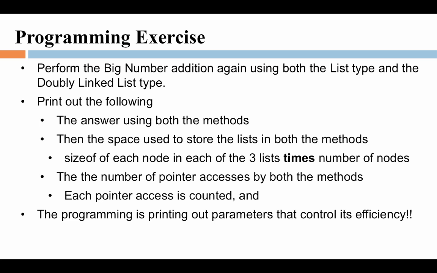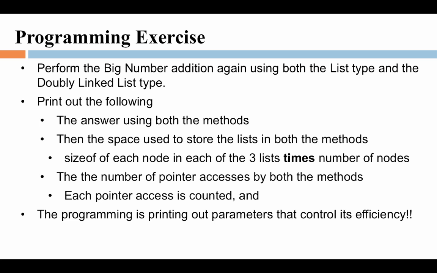Question is the same. One has to perform big number addition. Right? But the goal is to compare two implementations of big number addition. The first implementation is based on the list data type, and the second implementation is based on the doubly linked list data type. Our implementation of this programming exercise will print out the answer. It will also print out how many times the pointers were accessed by both the methods. Right? And in a subsequent lecture, we will also show you how much additional space has been used by the doubly linked list data type. Therefore, you will understand the trade-off between using more space to gain some more efficiency in terms of time.